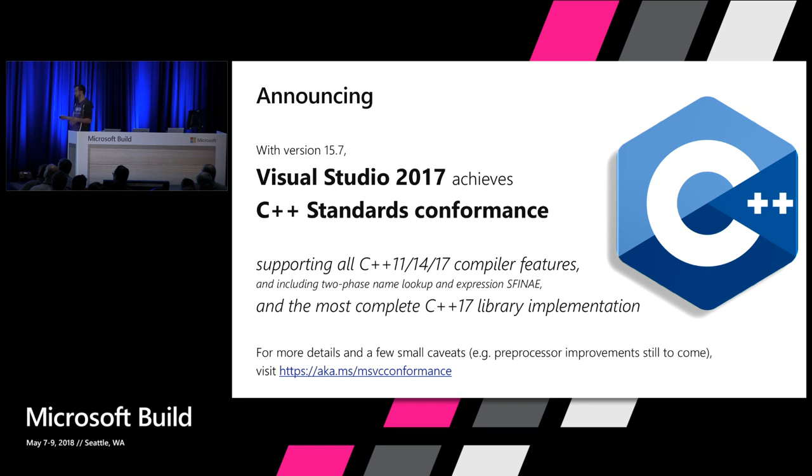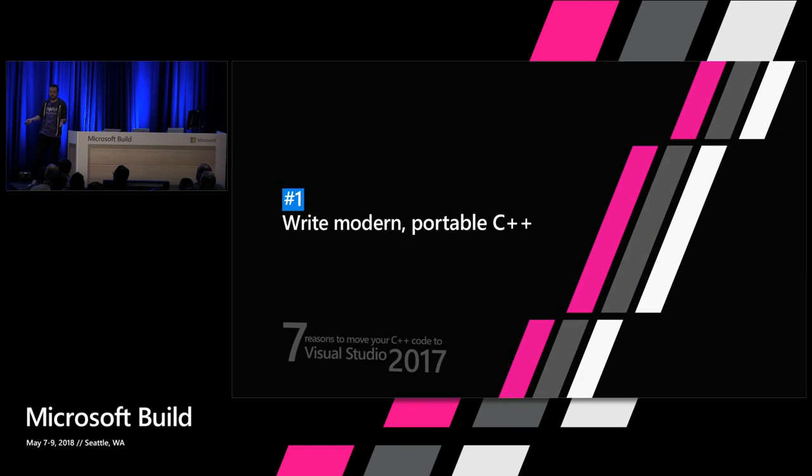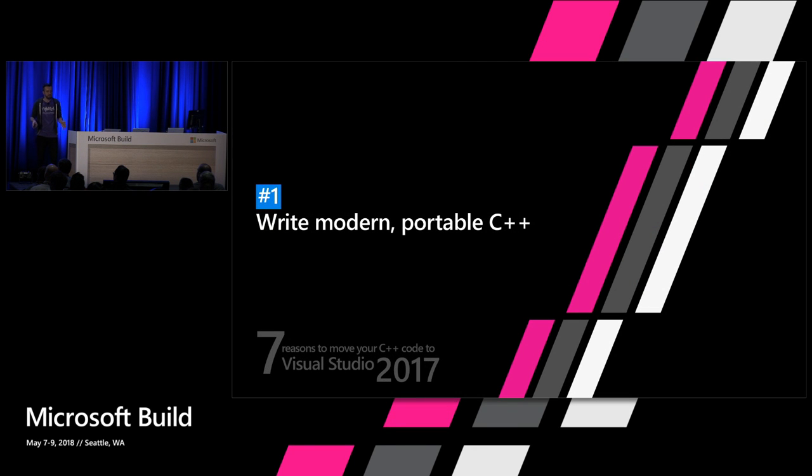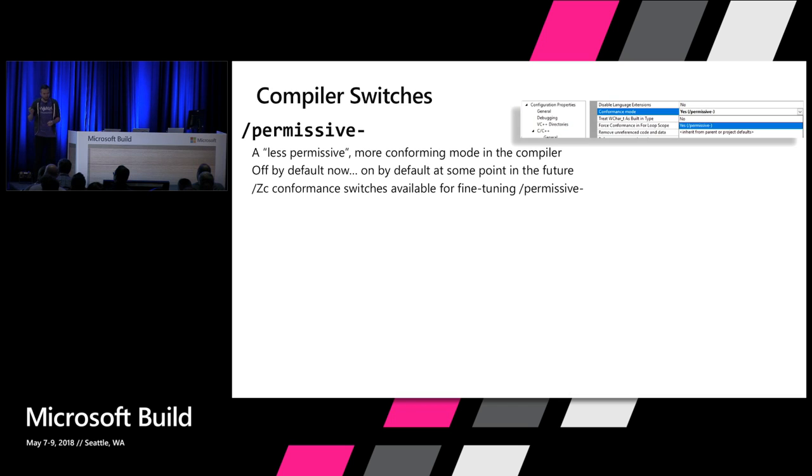And that gets us to our first reason why you should be using Visual Studio 2017. That's kind of an obvious one, because you can write modern, portable C++ code. Visual Studio 2017 update 15.7 is the one that has all these features that we've been talking about in C++ 17. And I want to take a brief moment to talk a bit about the switches that enable conformance.